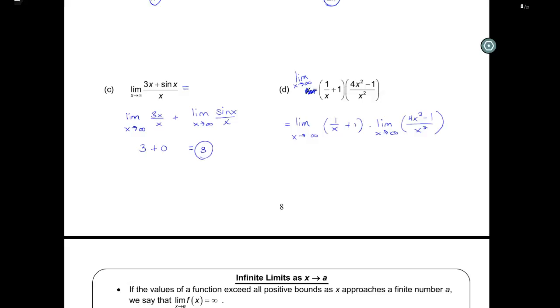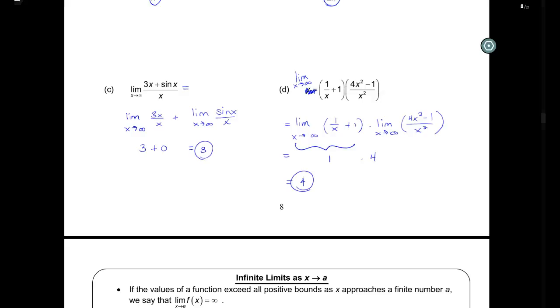Okay, so here you can split this up into two separate limits. And I can even split up this one into two separate ones, but what would be the limit of 1 over x as x goes to infinity? So that would be 0 plus 1, it's a constant. So this is 1. All of this is 1 times, now we can consider this one is just a rational function, and it's 4. So we get 4.